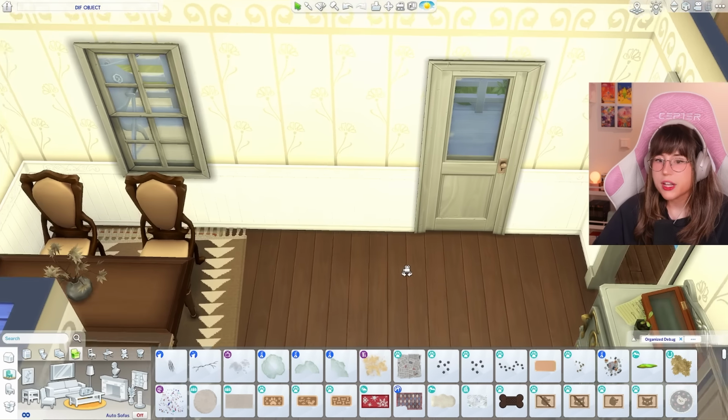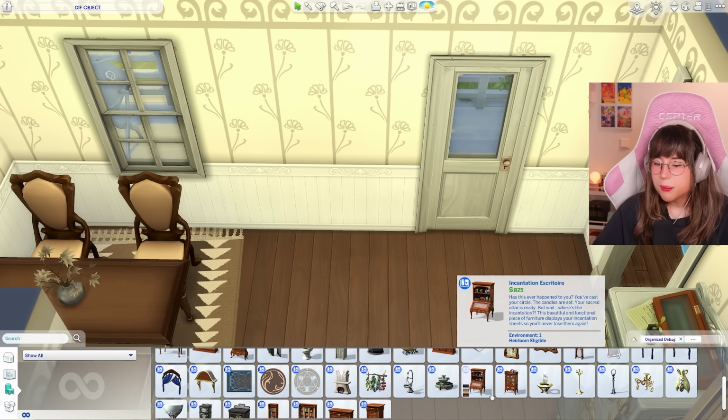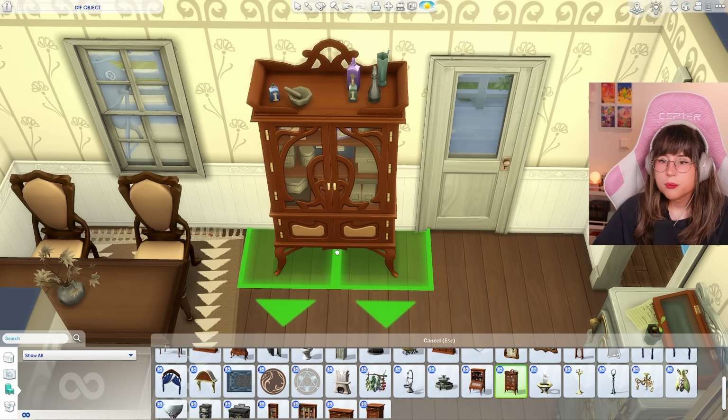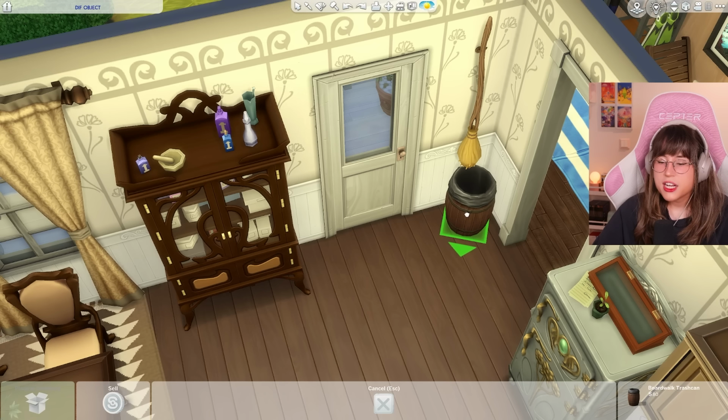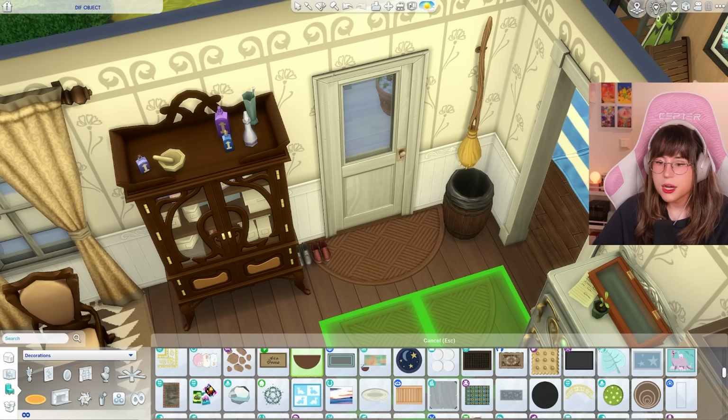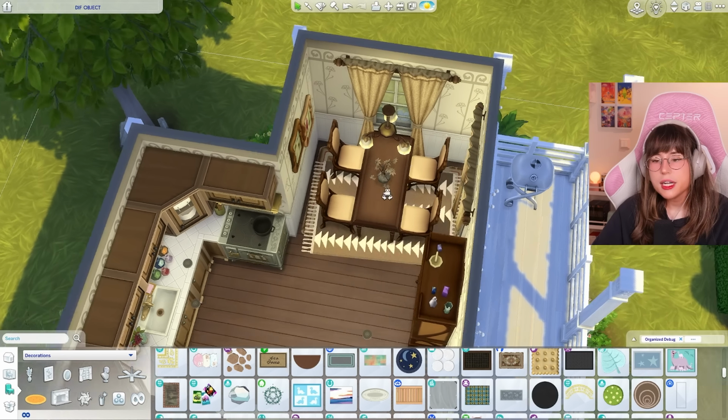And why is it so bright on that wall? I don't know. Maybe we can have one of these, lock him down right there, with also a broom, that trash bin, and a little welcome mat for the outside. Okay, yeah. You know what? That was a lovely little dining corner.